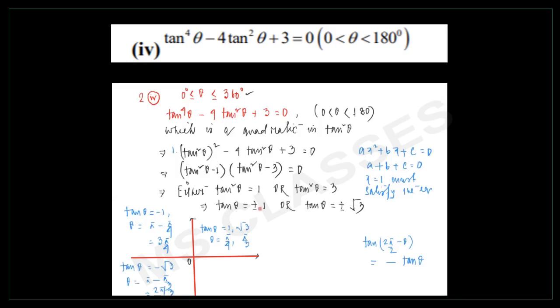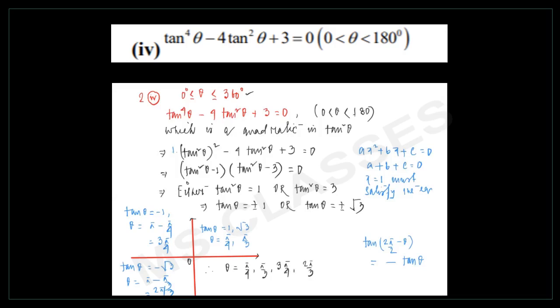So here we actually get four possible values. When tan theta is positive, we get two values in the first quadrant, pi by 4 and pi by 3. When it is negative, we get that in the second quadrant, that is pi minus theta, that is, pi minus pi by 4 or pi minus pi by 3. So the required solution for theta is pi by 4, pi by 3, 3 pi by 4, 2 pi by 3.